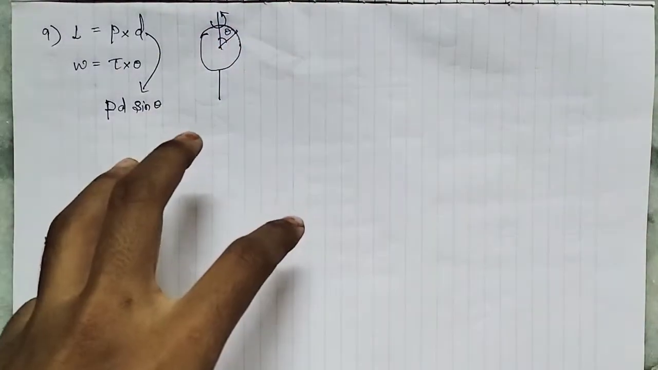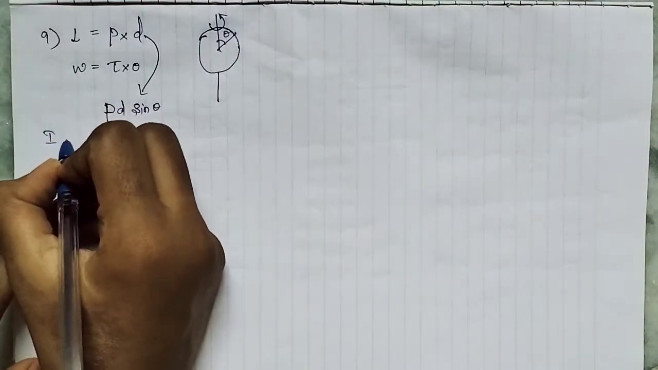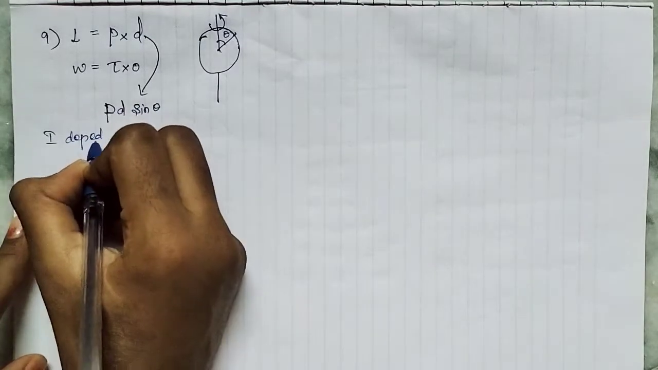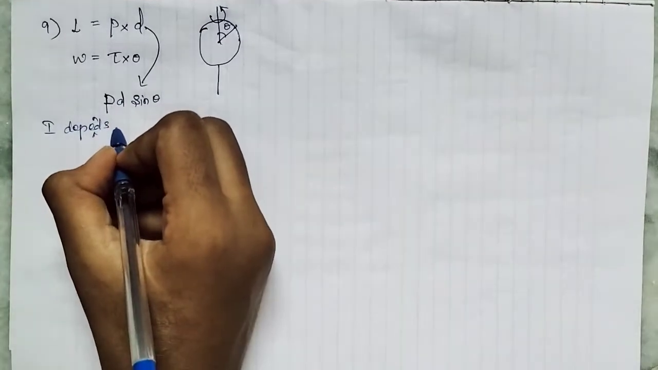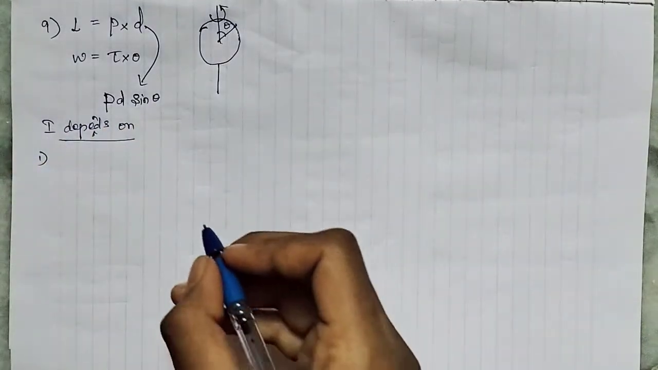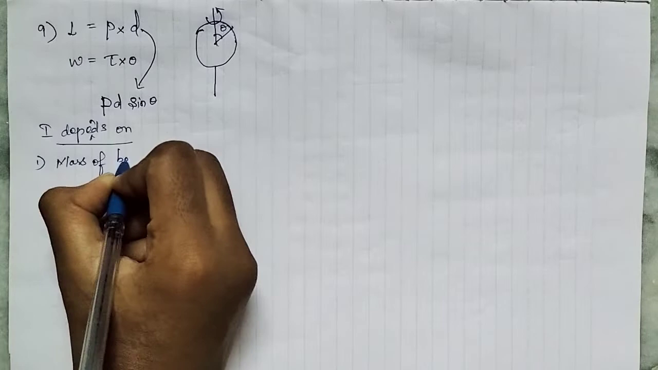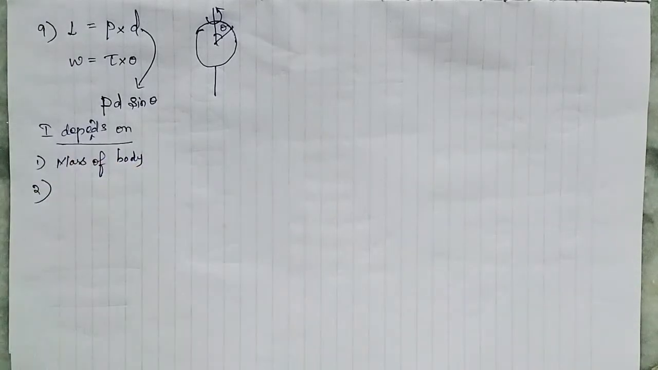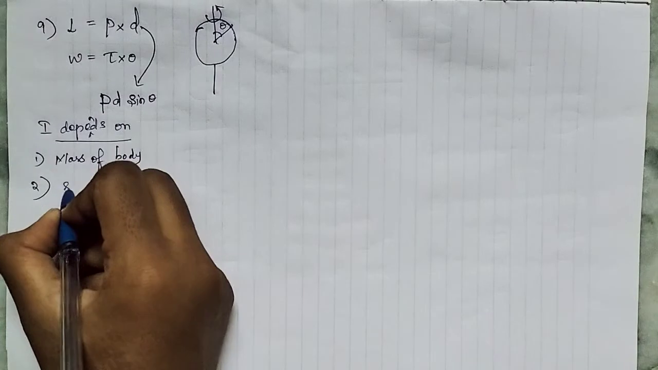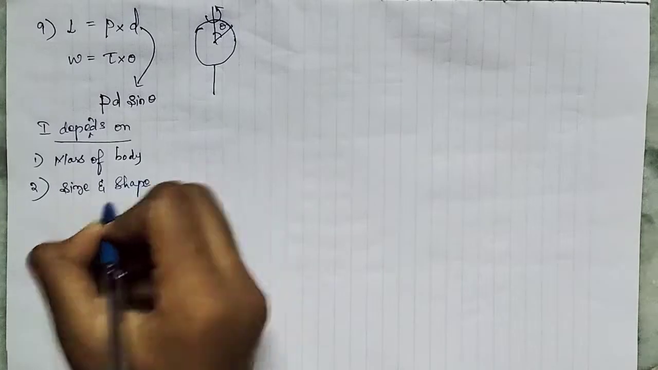So this is the formula. You should also know what the moment of inertia depends on, because it may be asked as an MCQ. The first point is the mass of the body. The second point is the size and shape of the body. And the third point is the distribution of mass.